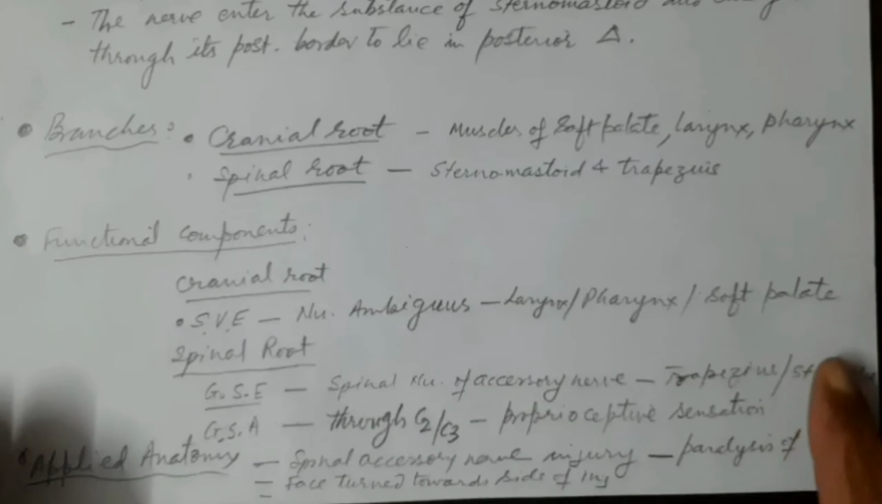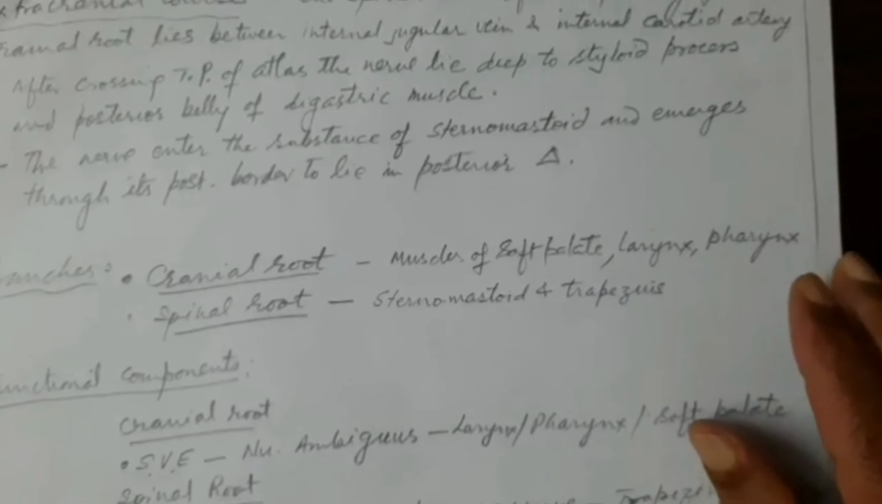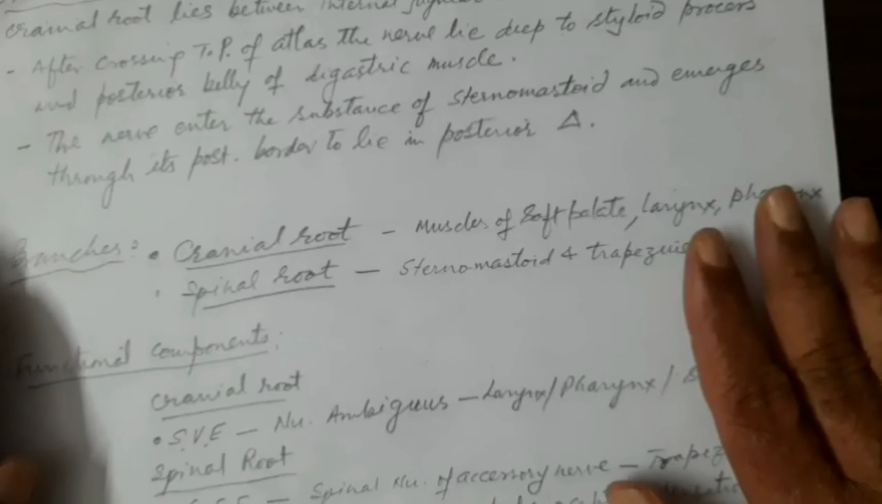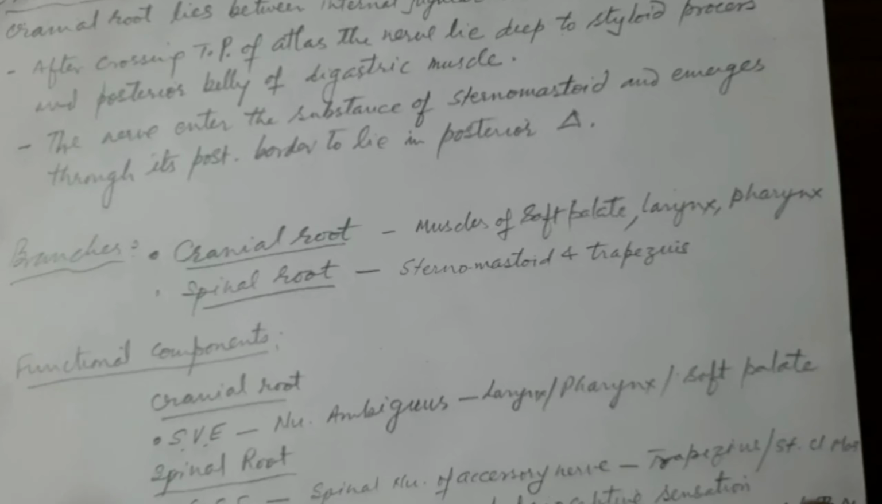Since the cranial root has ultimately disappeared into the vagus nerve, we are not talking about that now. We are only talking about the spinal root.